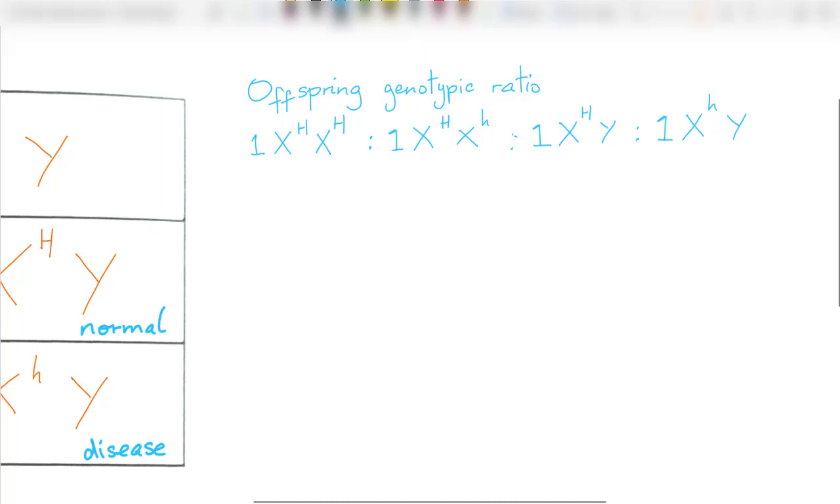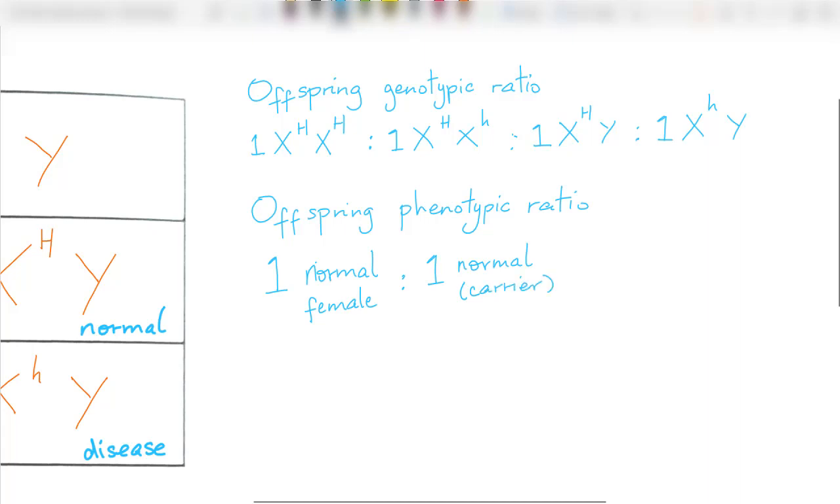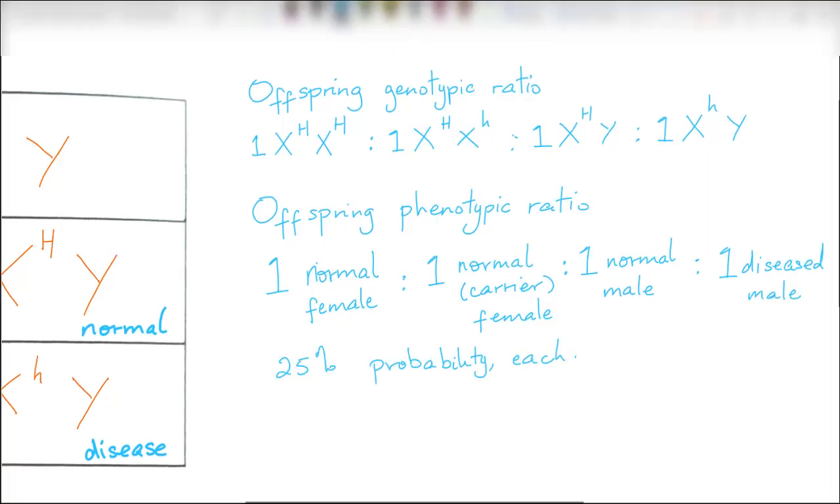So how does this translate into phenotype? Once again, we have a 1:1:1:1 ratio, which translates to a 25% probability for either phenotype. Take note that only the male offspring shows the probability of developing the condition of red-green color blindness. This confirms the sex-linked aspect of this condition.